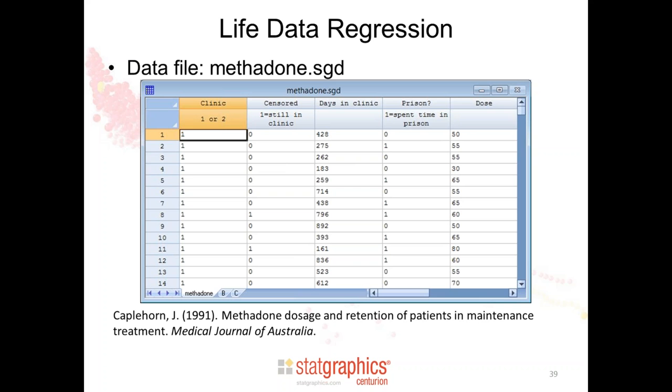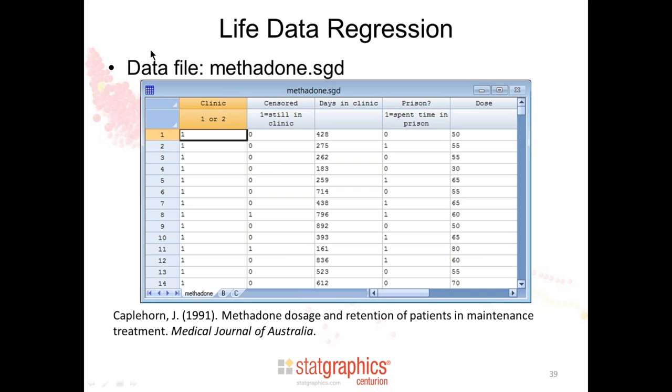Okay. Now, there are, in addition, several predictors of days in clinic. The primary predictor they were interested in looking at was the dose. They wondered whether the dose of methadone that was being given had any effect on how long the patient stayed at the clinic.